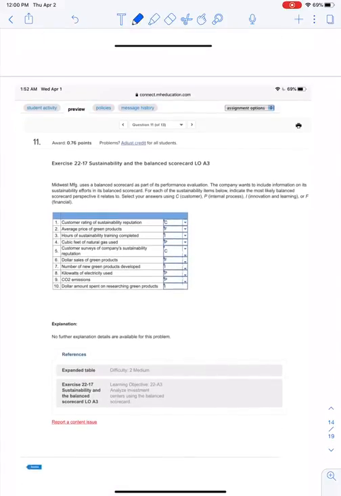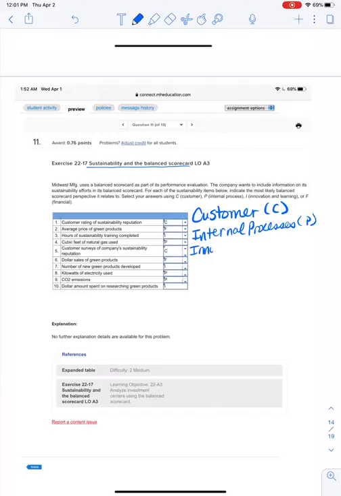Now, for number 11, we're going to keep looking at this. But now we're dealing with sustainability and the balanced scorecard. So it tells us Midwest Manufacturing used the balanced scorecard as part of its performance evaluation. The company wants to include information on its sustainability efforts in its balanced scorecard. For each of the sustainability items below, indicate the most likely balanced scorecard perspective. So customer is going to be C once again. Internal processes will be P. Innovation and learning will be I.